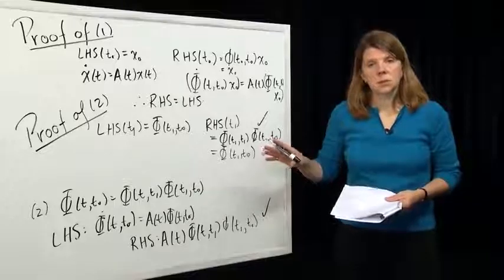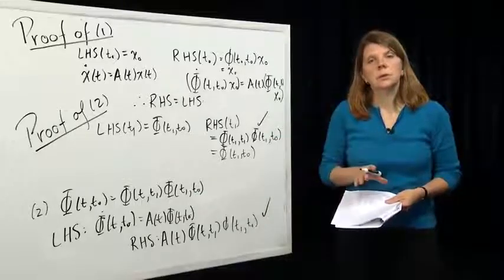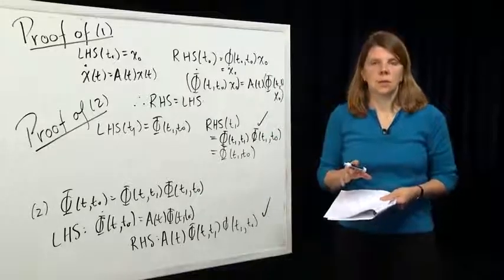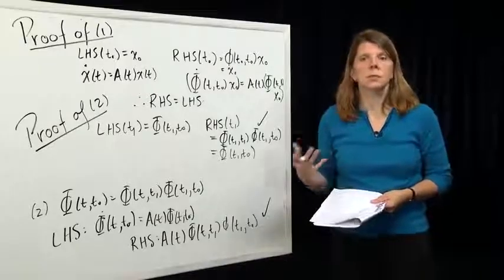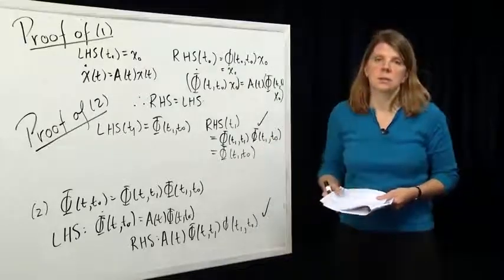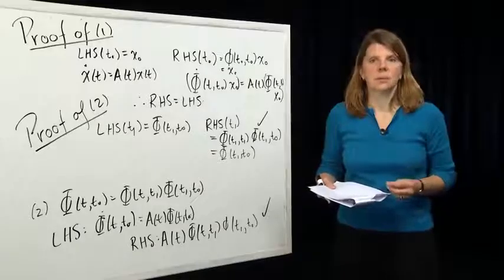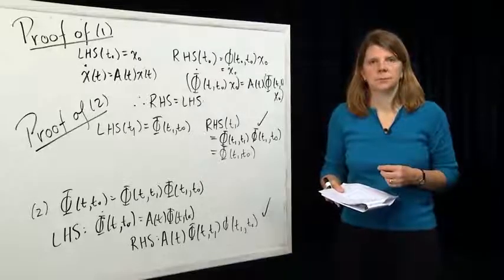In the next module, we will derive the solution to the full vector differential equation, the one where we have the b of t, u of t term in there, in terms of this state transition matrix phi, and we'll discuss its properties. Thank you.